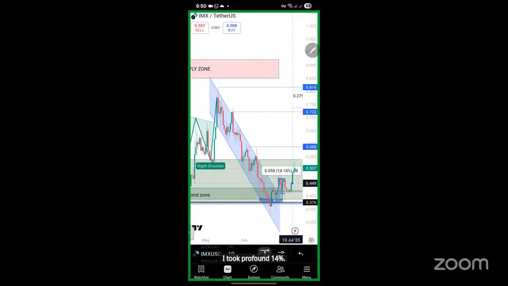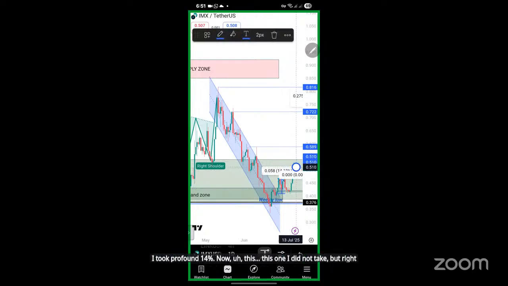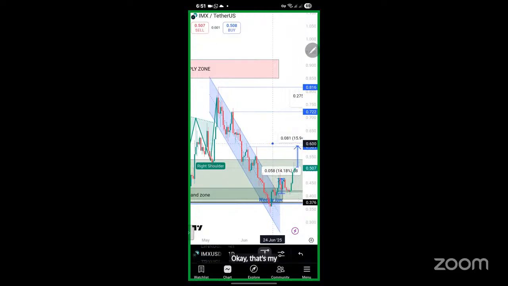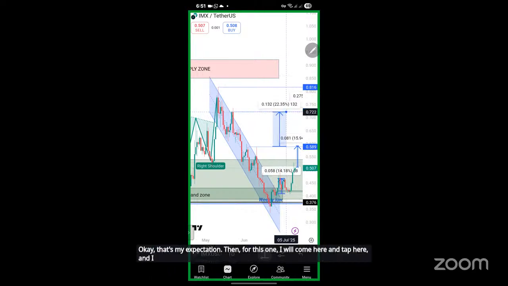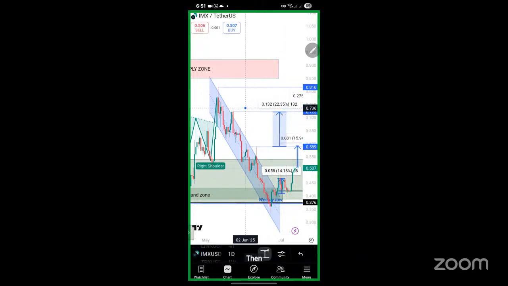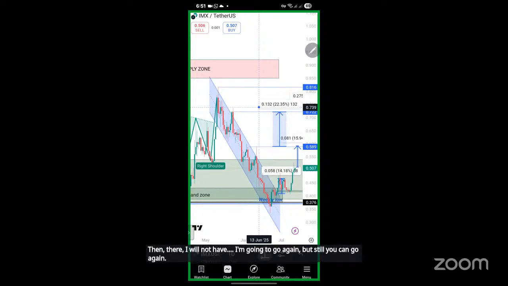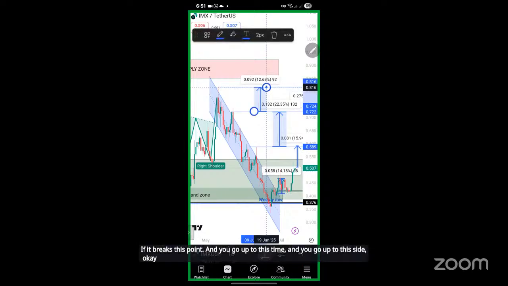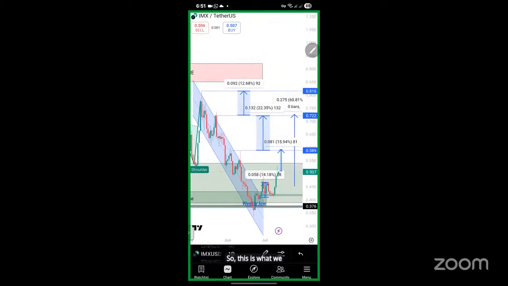Now, this one I did not take, but right now I'm going to take this trade and I'll go from here. That's my expectation. Then for this one, I will come here and tap here and go up to this point here. Then there, I will not go again, but still you can go again if it breaks this point and goes up this side. Okay, so that's the process.